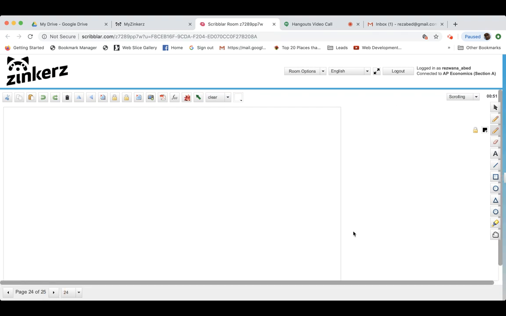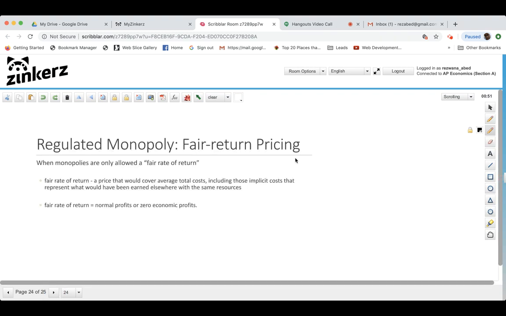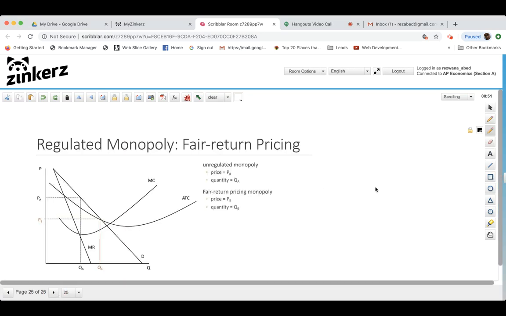And then there is one other way that the government tries to regulate a monopoly, and this one is called fair return pricing. This is when the government doesn't tell them to make their price equal to marginal cost, but they'll set a price which is equal to the average total cost. Essentially, they're going to have them make a normal profit.